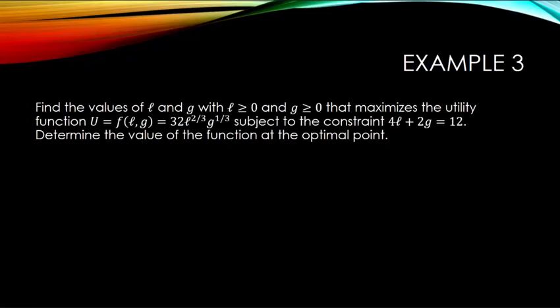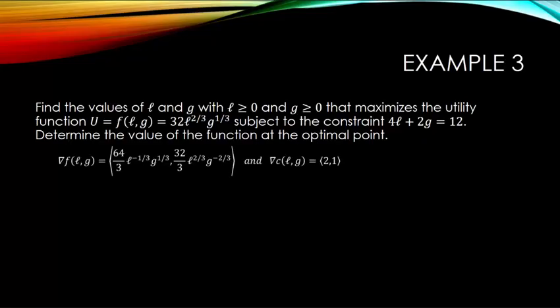Let's work another example. I want to find the values of L and G, where both L and G are greater than or equal to 0, that maximize the utility function u is equal to f of L, G, which is equal to 32 L to the 2/3 G to the 1/3, subject to the constraint 4L plus 2G is equal to 12. I want to determine the value of the function at the optimal point.